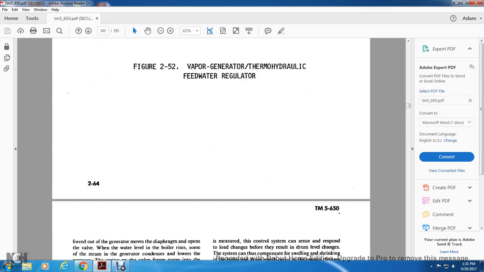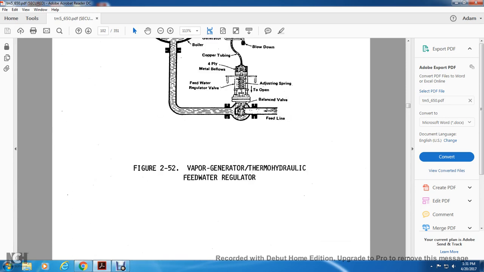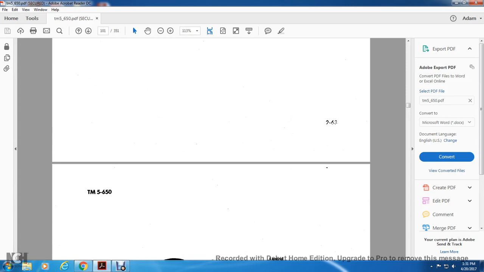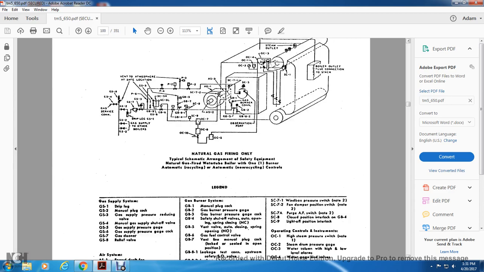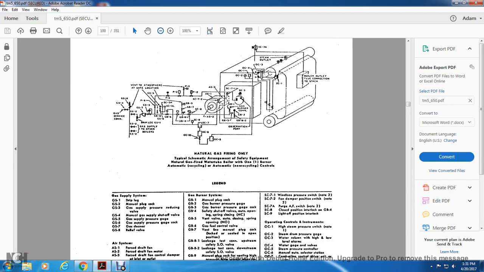The water forced out of the generator moves the diaphragm and opens the valve. We'll start at the top of the page after we go over these drawings. Alright.